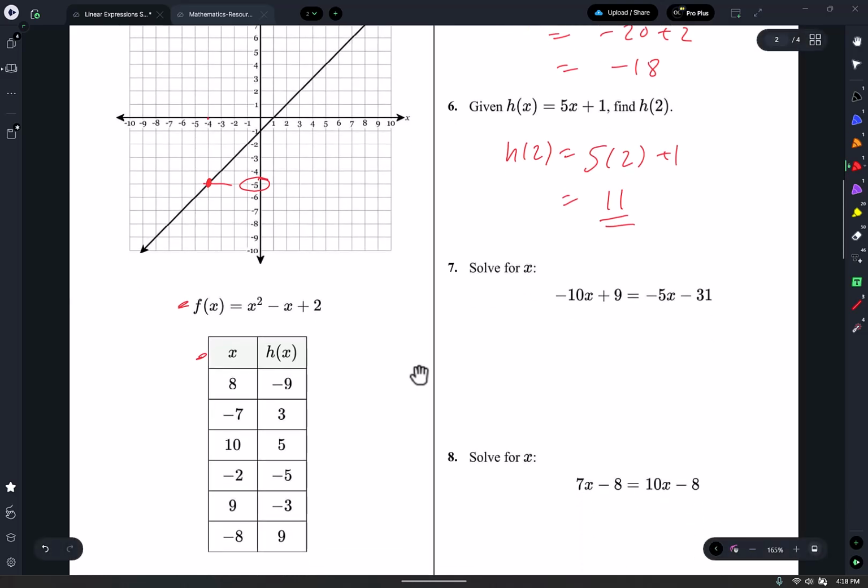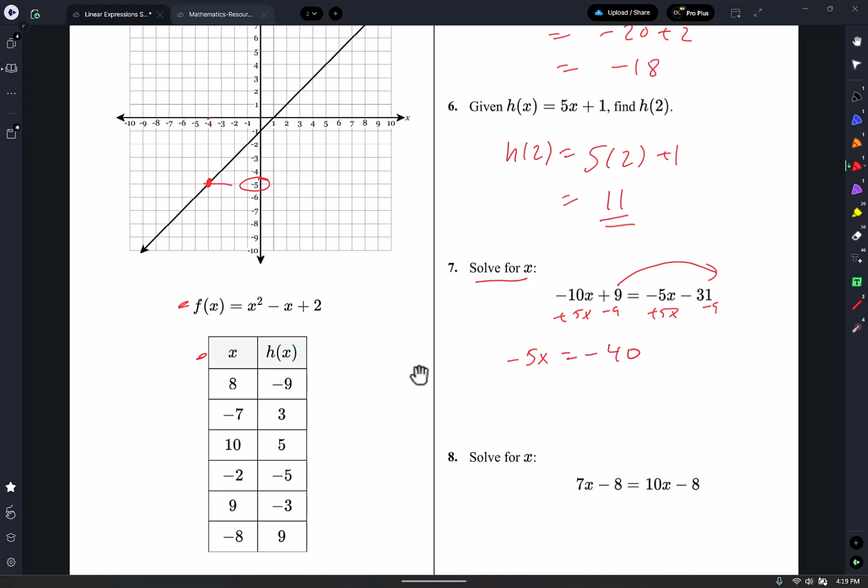Now we have a linear expression, guys, and the whole point of this is to solve for x, as it says there. So I'm going to move all the x's to the left, everything else to the right. So I'm going to go plus 5x, plus 5x. When I do that, you're going to get negative 5x. And I'm going to move this to the right, so I'm going to subtract 9, minus 9, minus 9. So negative 5x equals negative 40. And then I'm going to divide both sides by negative 5. What's negative divided by negative? Positive, so this is going to be 8.